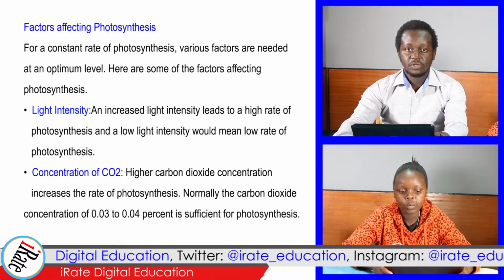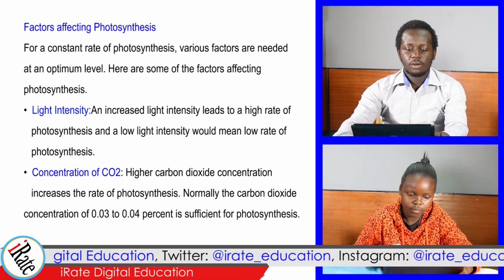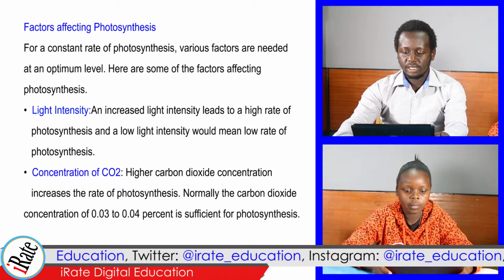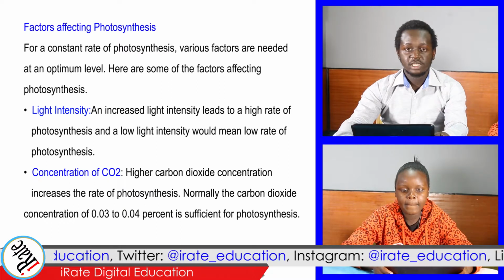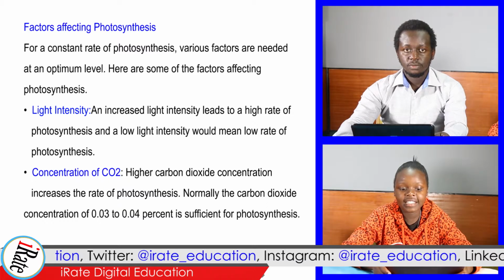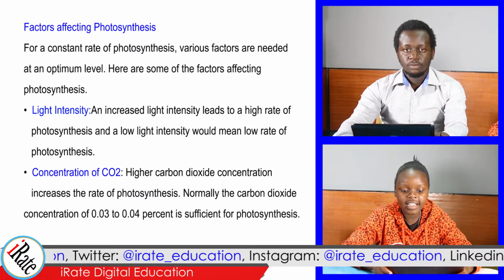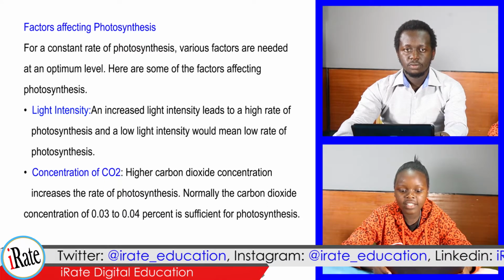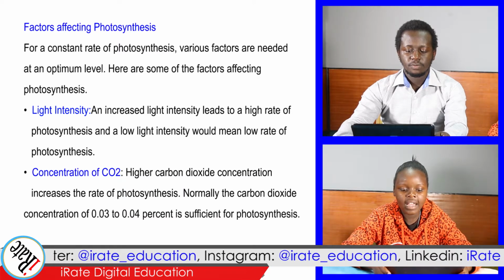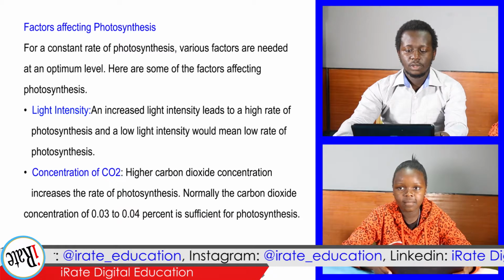Factors affecting photosynthesis. For a constant rate of photosynthesis, various factors are needed at an optimum level. Here are some of the factors affecting photosynthesis. 1. Light intensity, that is, an increased light intensity leads to a high rate of photosynthesis, and a low light intensity will mean a low rate of photosynthesis.